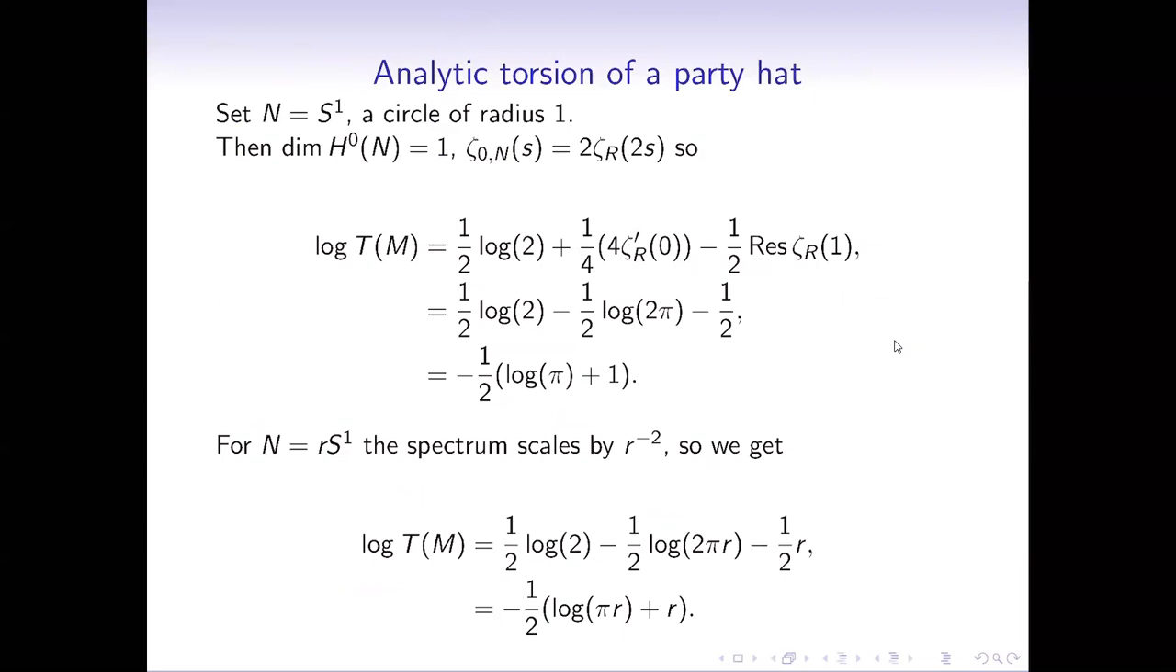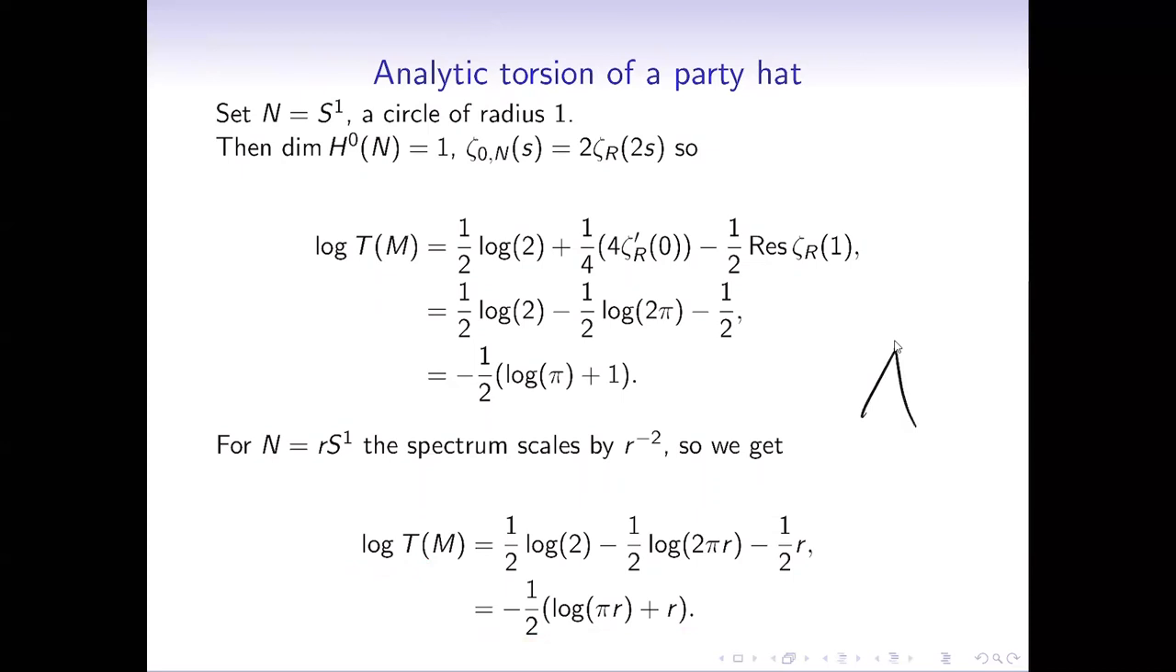So we first just do it for the circle, radius 1, essentially. Again, we know the zeta function: it's twice the Riemann zeta function at 2s. So you can compute all the ingredients, and you find that the analytic torsion of the radius 1 party hat, which is essentially a punctured disk, is this. And then by using the scaling of the spectrum, if you scale your manifold by a constant factor, you can compute the analytic torsion for a radius r.